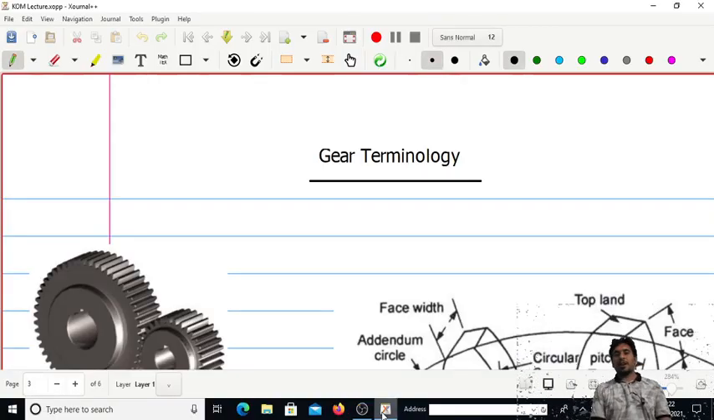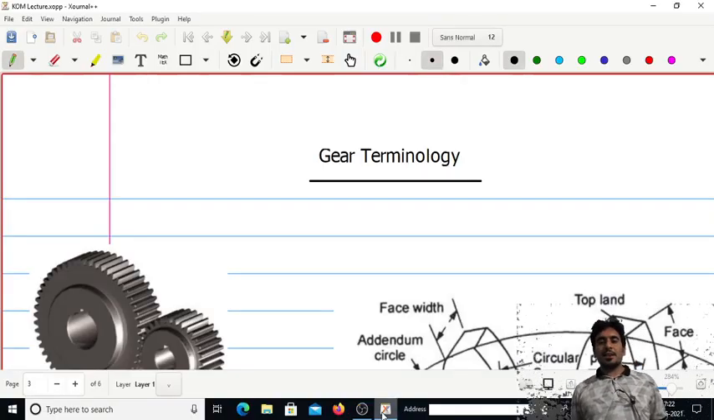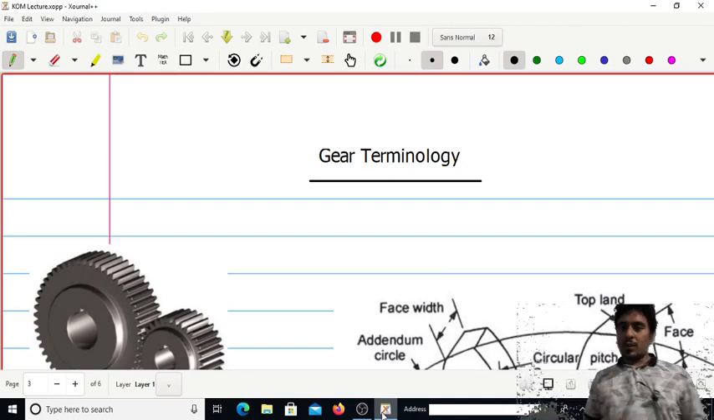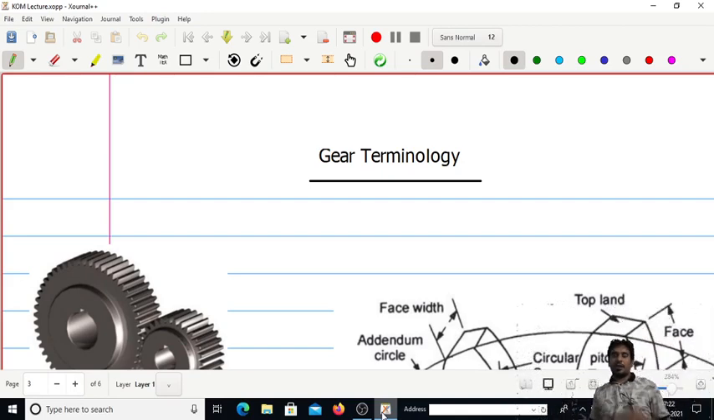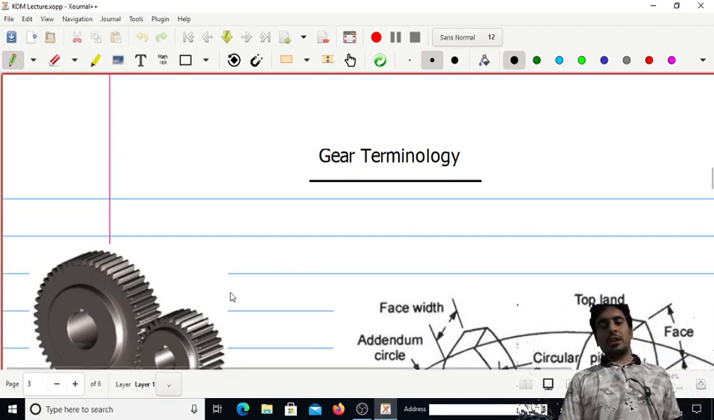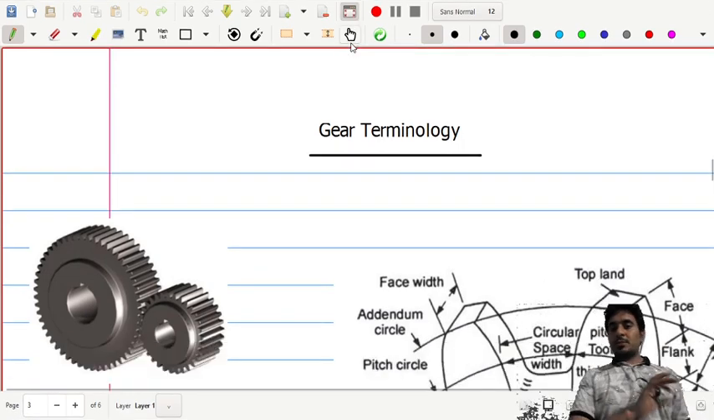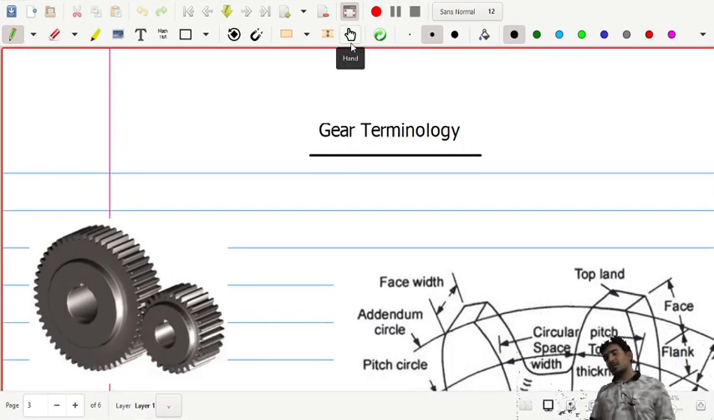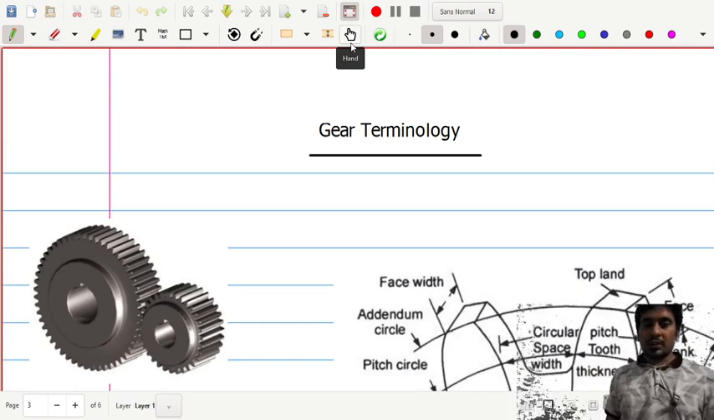So hello everybody. Today we are going to discuss the gear geometry. In the last class we discussed the different types of gears and the basic features of a gear. And in this class we will study a typical gear nomenclature by taking a specific or a general shape of a tooth of a gear.